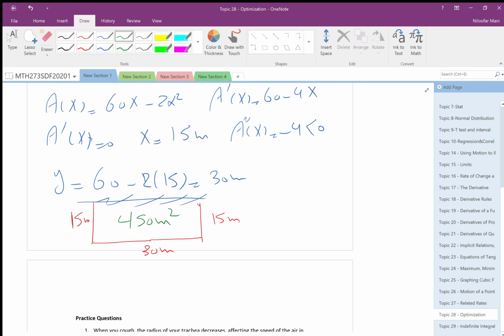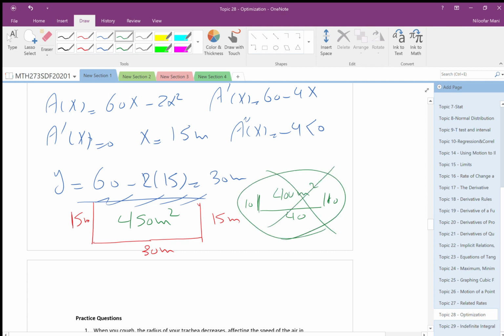Okay, so for example, if you say I make 10 here and I make 10 here, which is 20, and then I use 40 here. Okay, so when I add them, yes, I know 10, 10, 40 is 60, but when I multiply it is 400 meters squared. So this is not the answer. Okay, I know I can use several numbers, but I'm doing it mathematically.